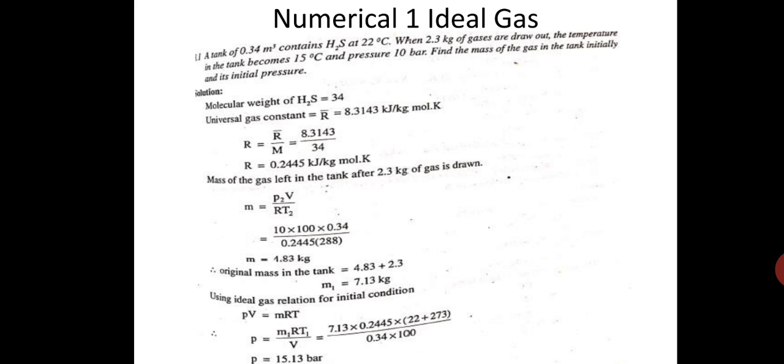Okay. Now the mass of the gas left in the tank after 2.3 kg of gas is drawn. So M is equal to, with pressure P2. We know that PV is equal to MRT. Now for condition 2, rearranging this, we get M is equal to PV by RT. For condition 2, volume is the same and R is the same, so we are not writing V2 or R2. Only pressure and temperature have changed, so we write P2, T2. Volume and R are fixed in this case.